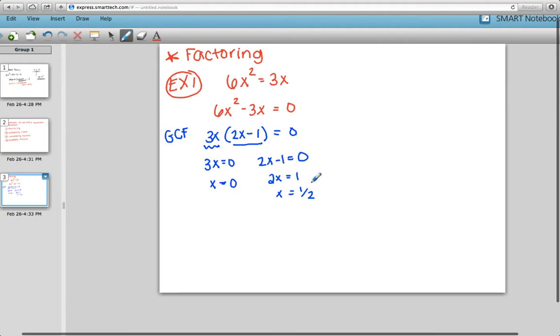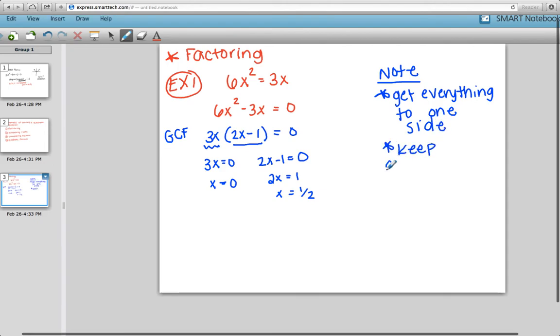Now, generally, because we're dealing with quadratic equations, we probably are going to have two different solutions. It doesn't always have to be two solutions. There are certain situations where we may not have two solutions, but generally we will see two. So some notes that you want to make to yourself. Your goal is to get everything to one side, and you want to keep the coefficients of the higher degree variable positive.